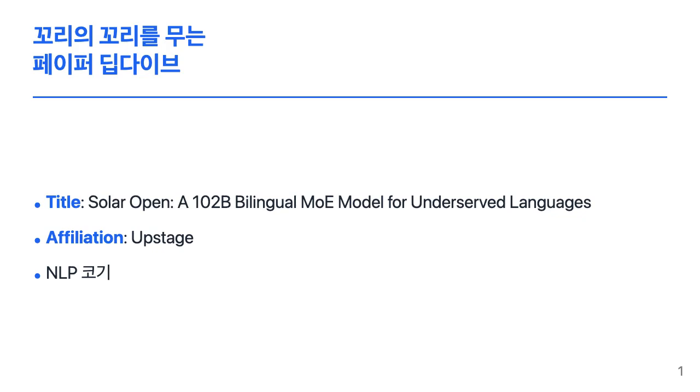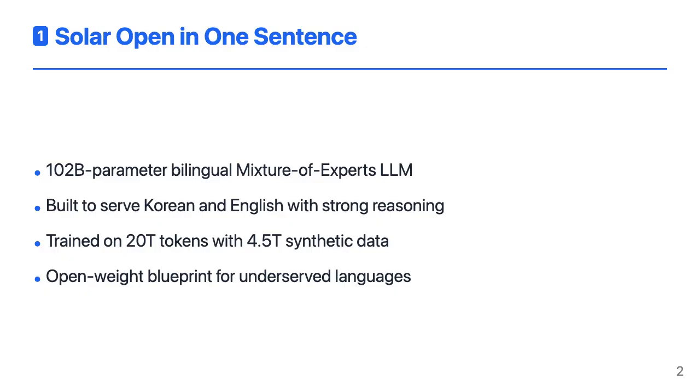Today's deep dive is about the paper from Upstage, Solar Open, a 102B bilingual MoE model for underserved languages. Solar Open is a 102 billion parameter bilingual mixture of experts language model designed by Upstage. It's built to serve Korean and English, with a special focus on high-quality Korean capabilities and strong reasoning. The team trained it on 20 trillion tokens, including 4.5 trillion tokens of synthetic data, and they're releasing it as an open-weight model. More than just a single model, Solar Open is meant to be a blueprint for how to build frontier-level systems for languages that don't have much data.